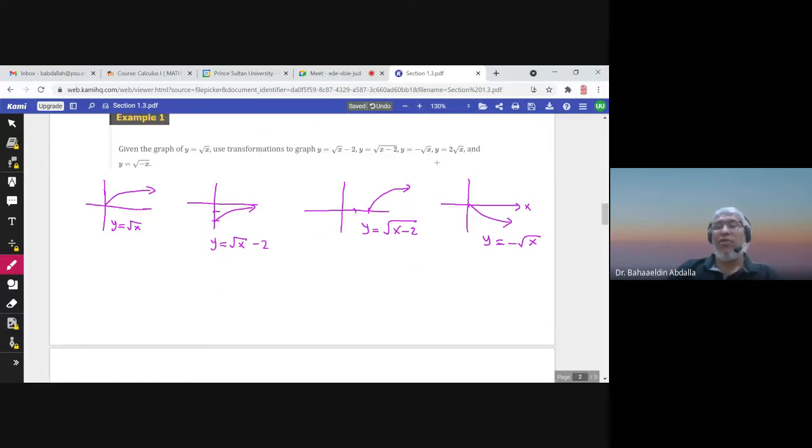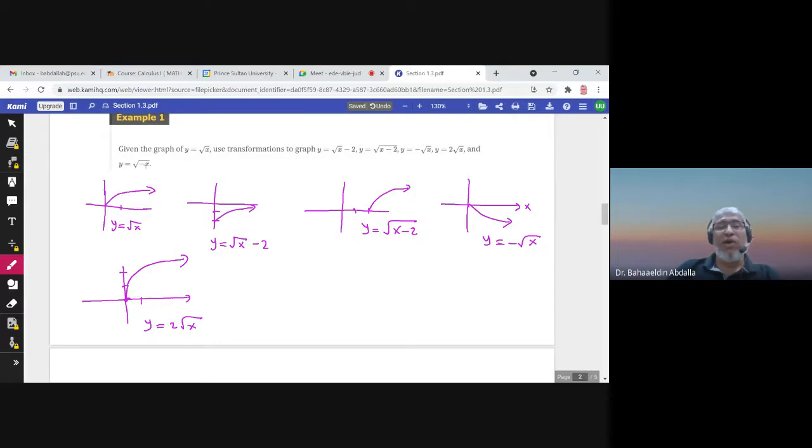What about 2 square root of x? This is vertical stretching by 2. So 0, if you multiply 0 by 2, it is 0. But here at 1, it is 1. And now you multiply by 2, so instead of 1, it would be 2. And the graph would be like this. So this is the graph of y equals 2 square root of x.